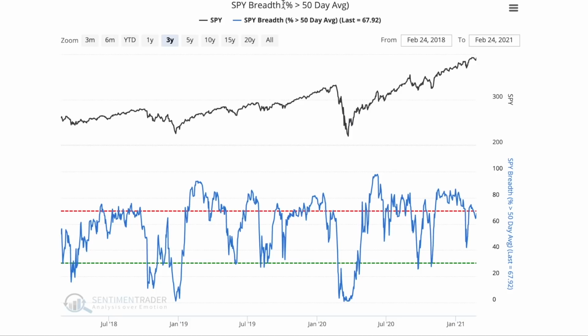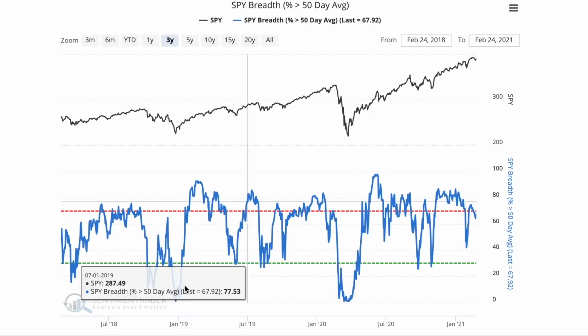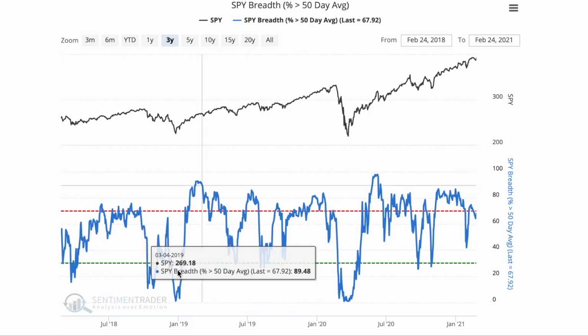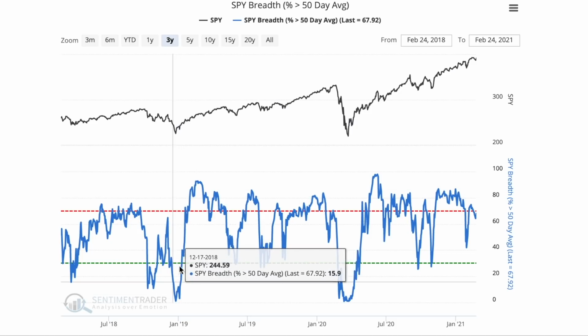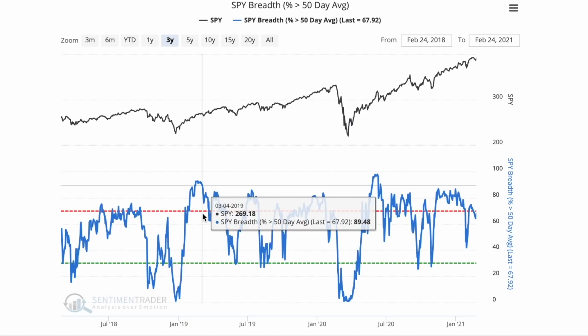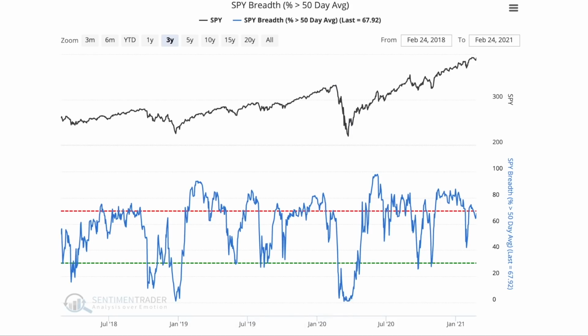So this is an indicator of the percentage of stocks that are currently above their 50-day moving average in the S&P 500 basket. So how many stocks are trading above their 50-day moving average? And you get this indicator that oscillates up and down between bad market breadth and good market breadth. And so you can see, let's zoom in a little bit right here.